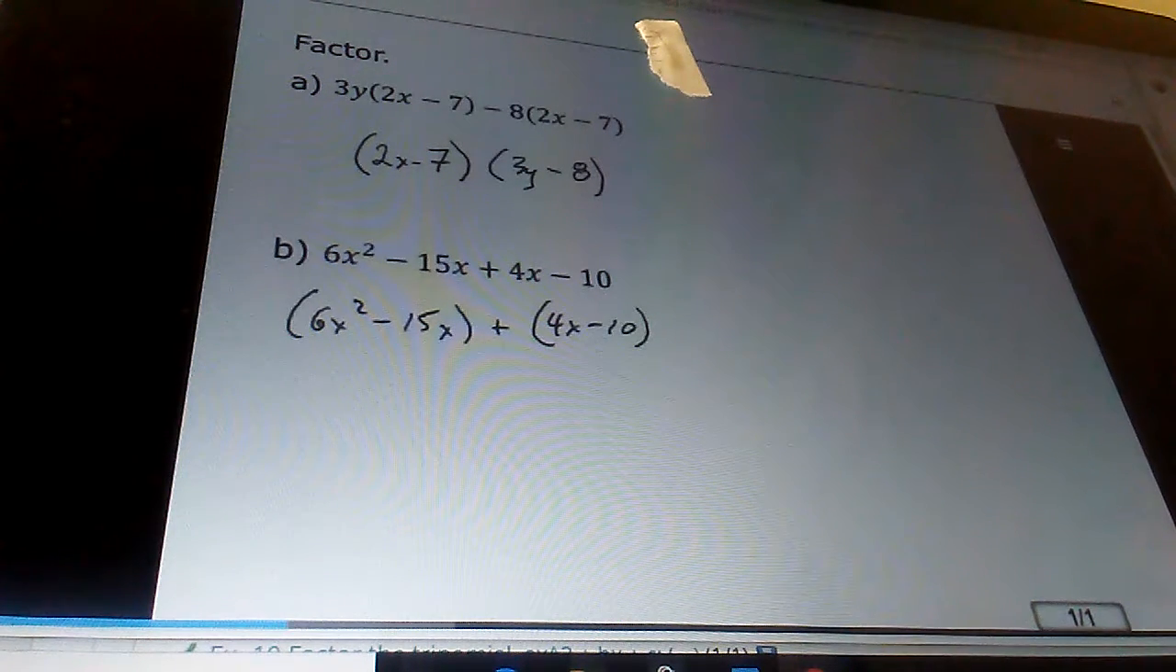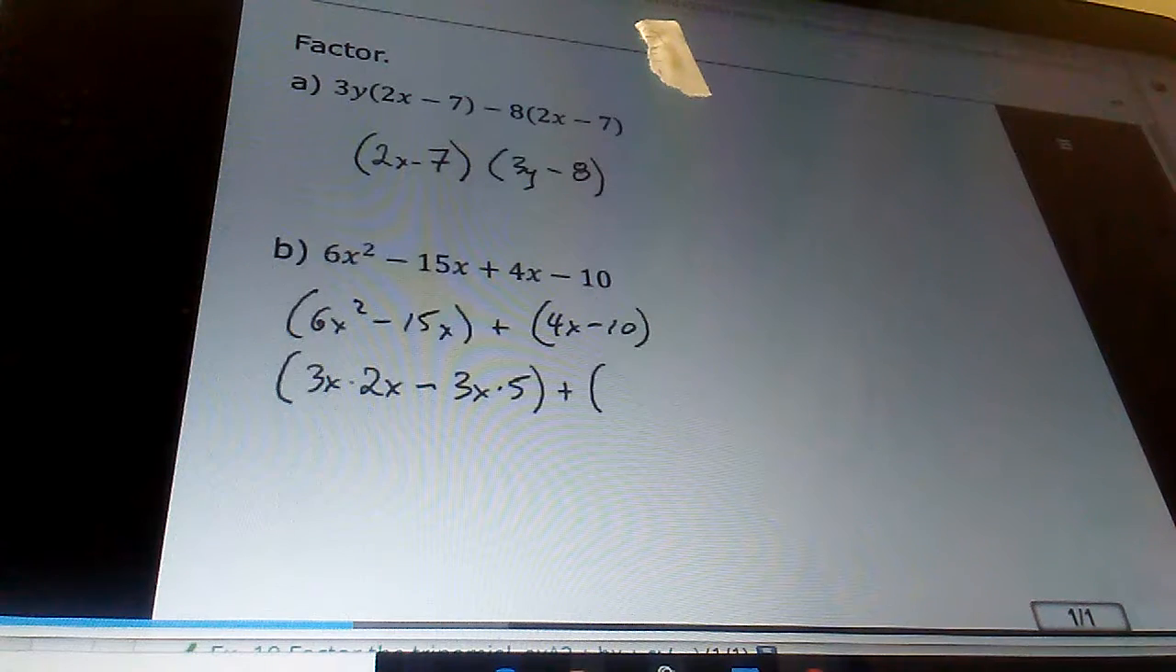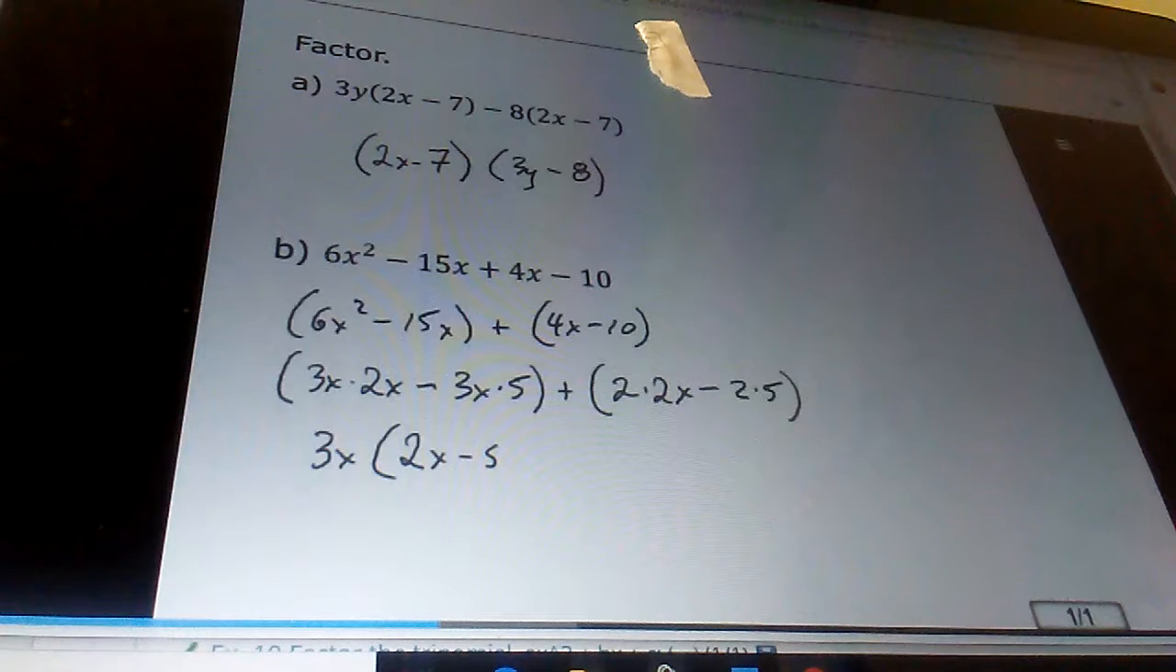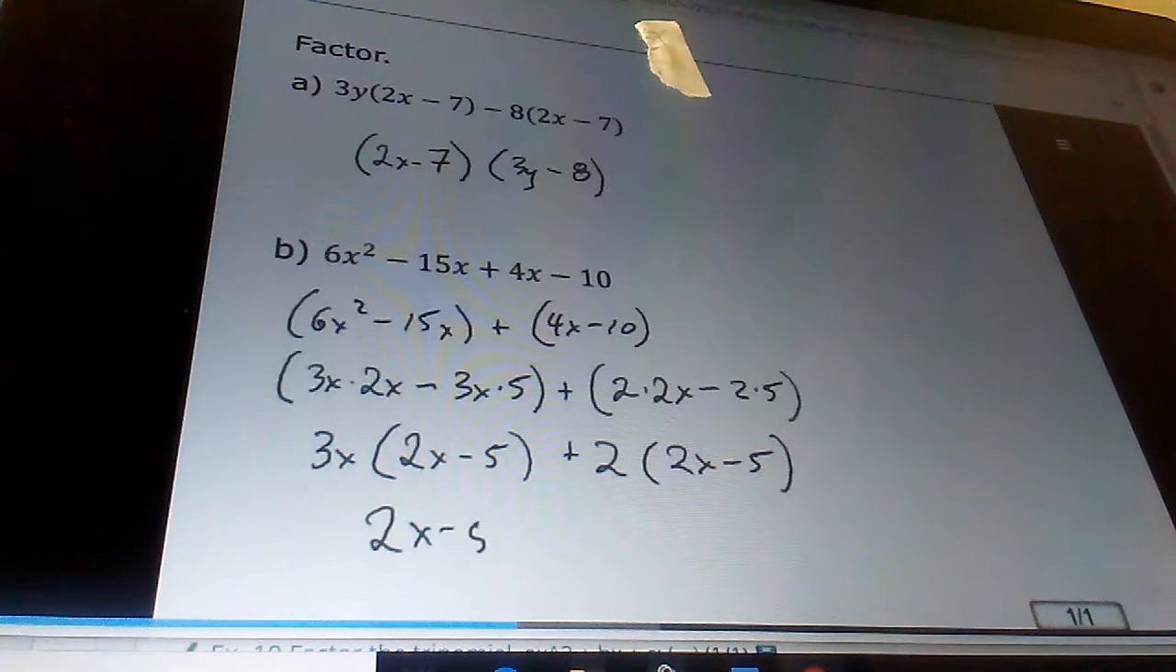Now factor each group of terms. 6x squared is 3x times 2x, and 15x is 3x times 5. 4x is 2 times 2x, and 10 is 2 times 5. So we can write the expression as 3x times (2x minus 5) plus 2 times (2x minus 5). Now each term has the common factor 2x minus 5, so let's factor that out. The result is (2x minus 5) times (3x plus 2). The expression is now completely factored.